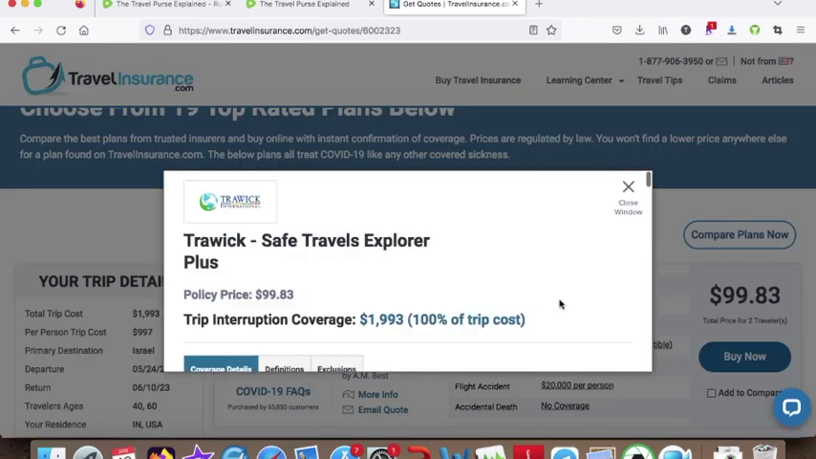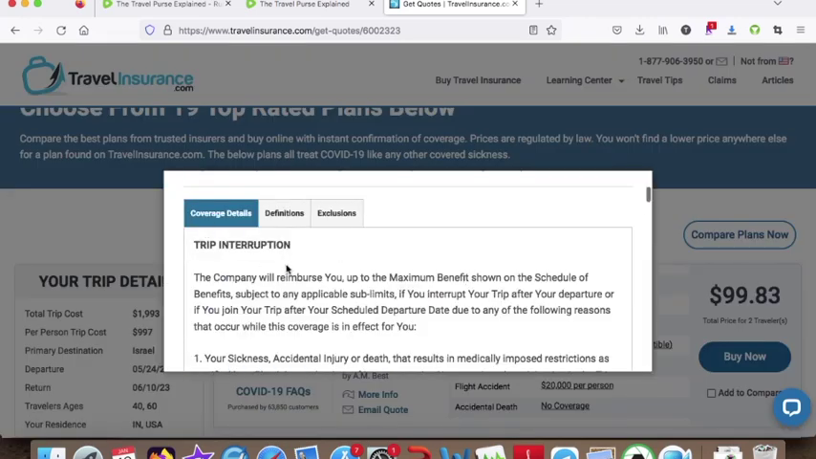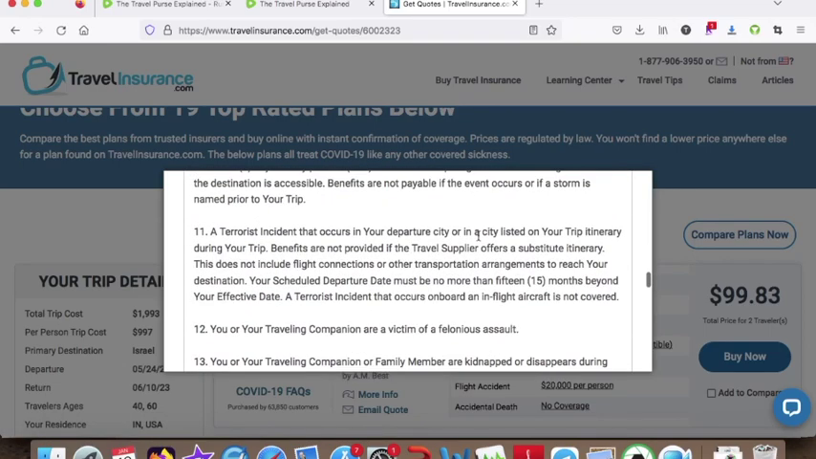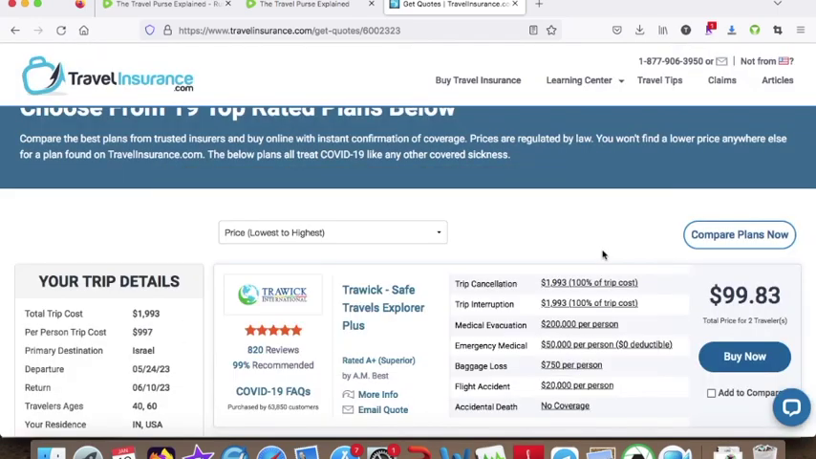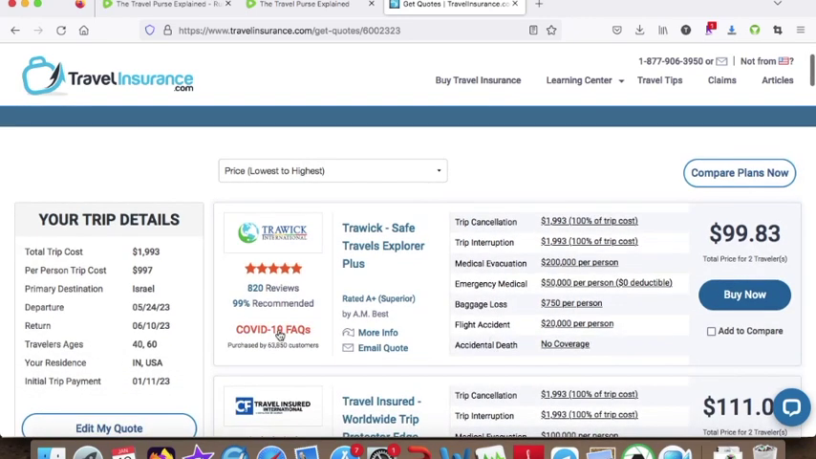I mean, you can click on anything to get more information: what covers details, definitions, and exclusions. So you can go directly to what you're looking for. You don't have to navigate through a whole list of things that's not separated. It separates it out for you. What does trip cancellation mean? You can find out what any of these things mean by just clicking on it. You can click here and find out what their COVID-19 frequently asked questions are. You can click here to compare plans if you're not sure this is what you want. You can click here to read reviews.